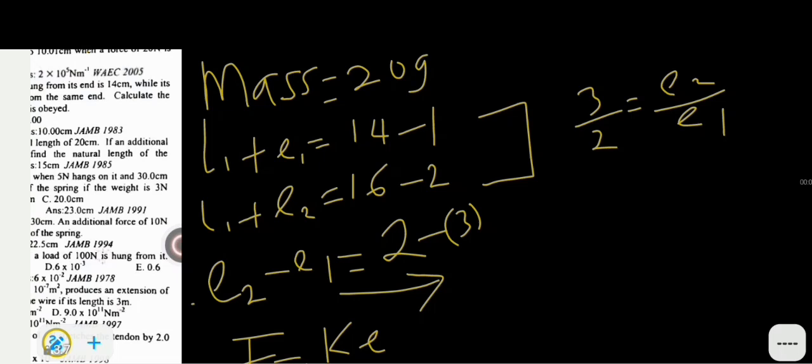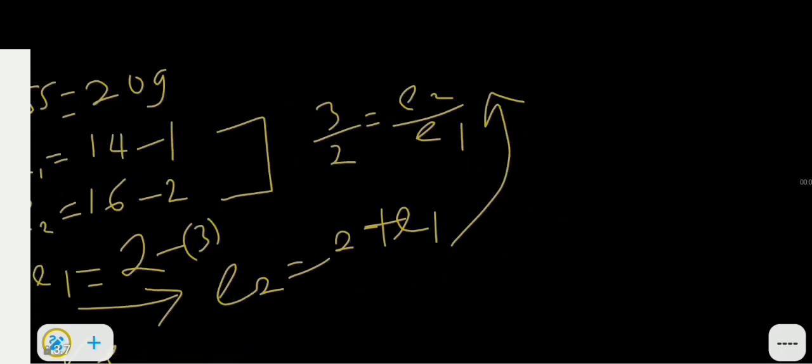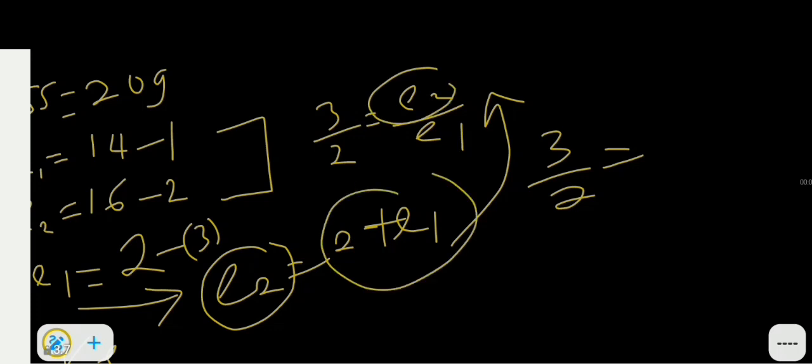So from this part here, let's substitute for E2. E2 will be equal to, take E1 to this side, 2 plus E1. Now, this equation, substitute inside this one here. So you're going to get 3 over 2 is equal to, now you have E2 here. Instead of writing E2 in this part, you're going to write 2 plus E1.